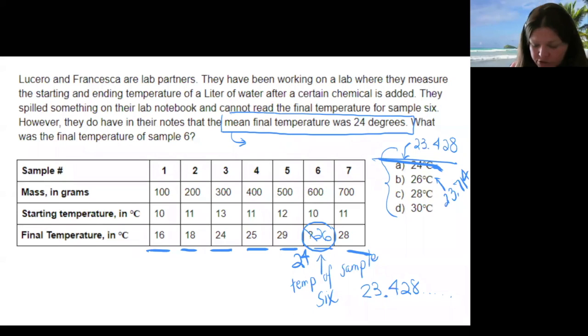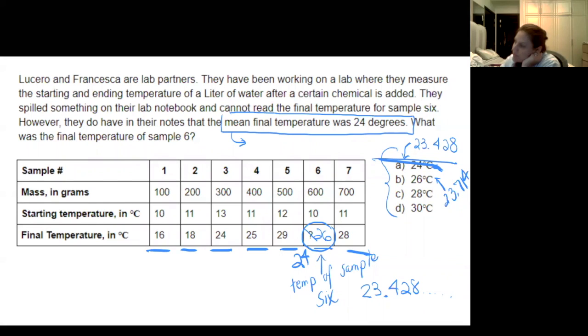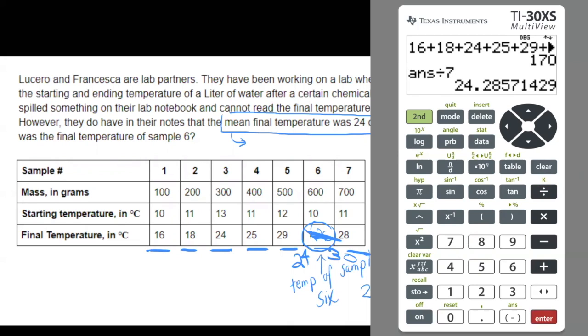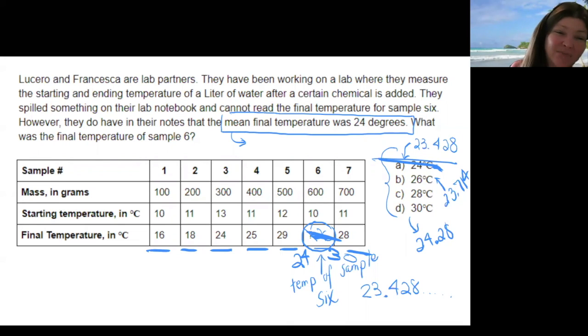D. D, let's try D. Okay, 16 plus 18 plus 24 plus 25 plus 29 plus, she wants to try 30. Okay, so plus 30 plus 28 gives me 170, dividing that by 7, 24.28. It's about as close to 24 as the other one is on the other side. So I'm thinking it's got to probably be C then, you guys. So let me just check C. Isn't that funny? Always the last one we try.